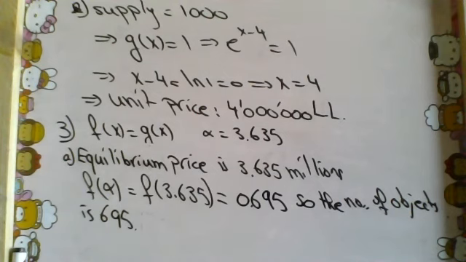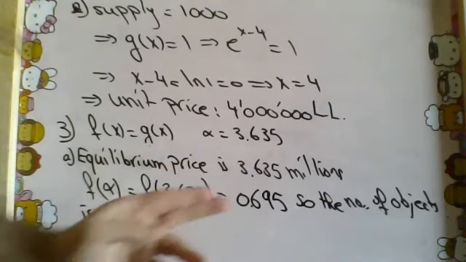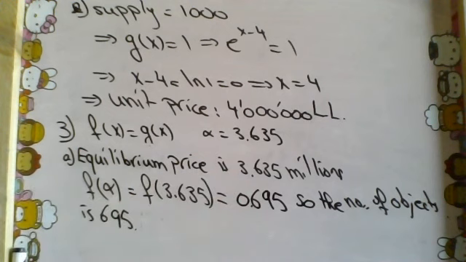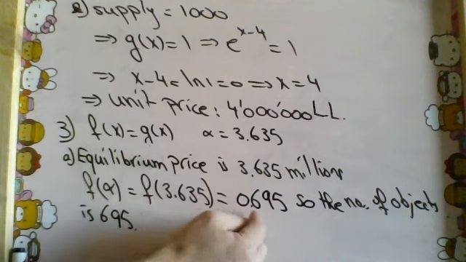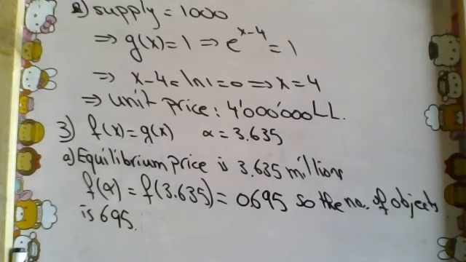Okay. For this unit price, for this price 3.635, we'll have the equilibrium price and the equilibrium quantity. This value is the equilibrium quantity, 695. The point on the graph, which is 3.635, 0.695, that is the equilibrium point. The demand is equal to supply.